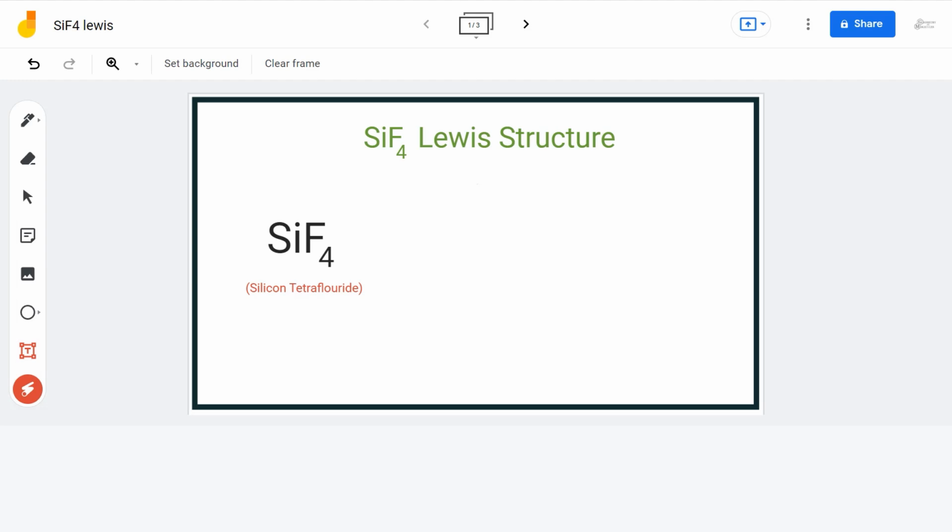In this video, we are going to help you determine the Lewis structure of SiF4. It's the chemical formula of silicon tetrafluoride, and for that, we'll count the total number of valence electrons. We have one silicon atom having 4 valence electrons and 4 fluorine atoms having 7 valence electrons each, and that gives us a total of 32.